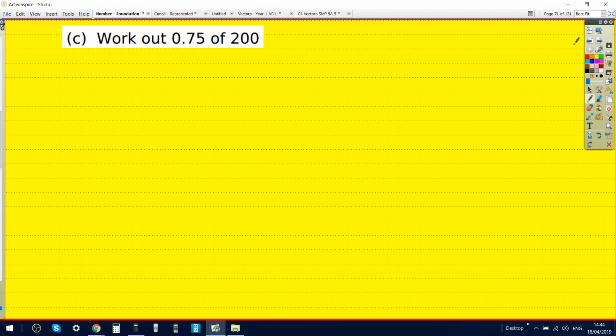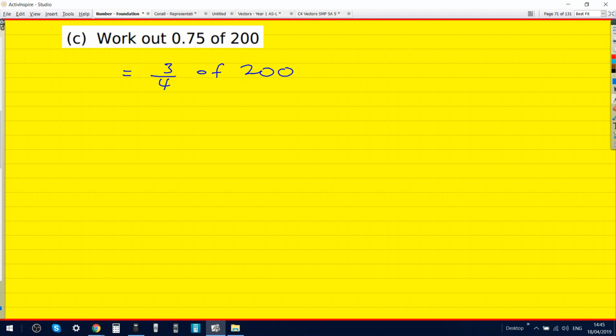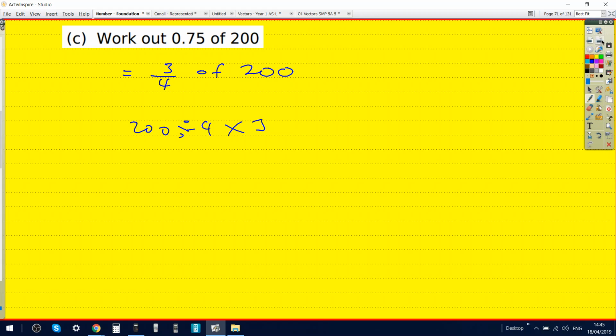Okay, how do we do this? Okay, so 200. So 0.75, 3/4 is a fraction. Yes. So it's basically 200 divided by 4. Yeah, and then times the top. Yeah, okay. Times 3, and then you get your answer.